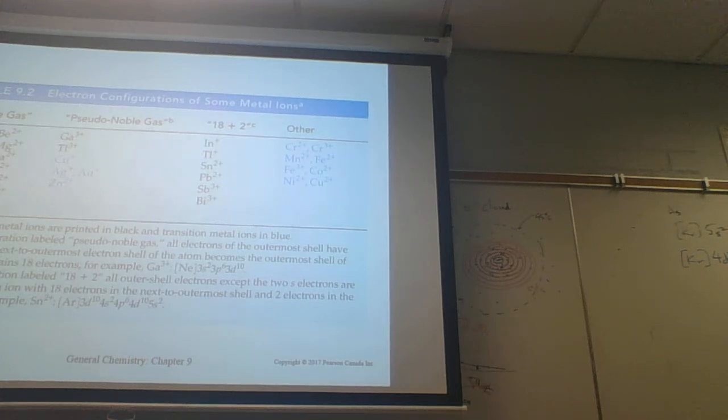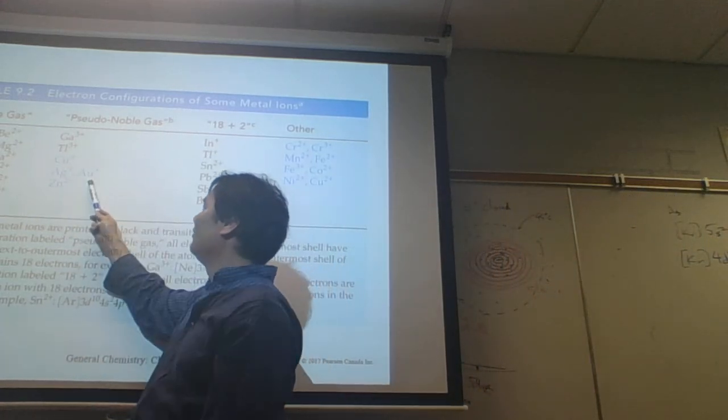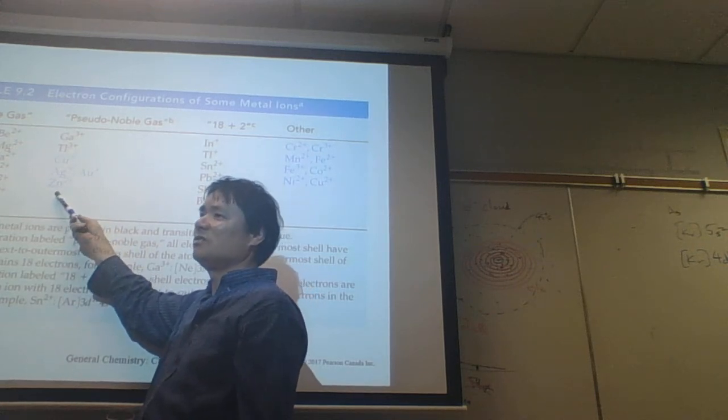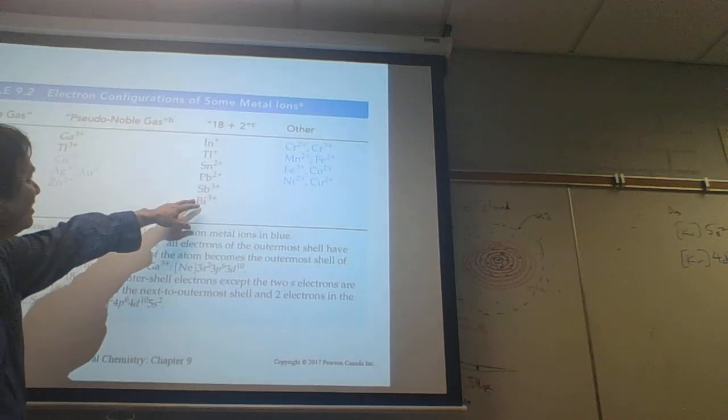Krypton 4d10 is called pseudo noble gas. This is a filled core, but this filled d subshell is also stable. Therefore, this is pseudo noble gas, even though it's not technically the same electron configuration as a noble gas. And so silver is like that. What's under silver? Gold. And zinc, too. We talked about zinc just a minute ago. This is pseudo noble gas. These are the 18 plus 2 rules.